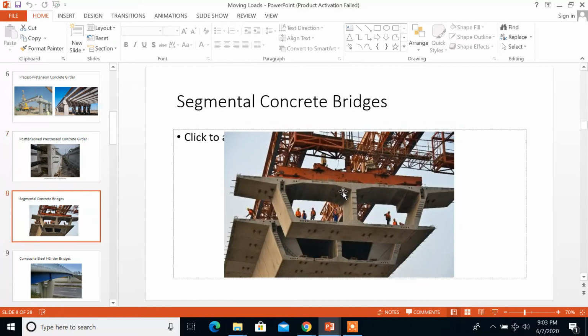Then, next is for the segmental concrete bridges. Segmental concrete bridges, ito example nun. Ito, kinakabit na lang yan, dire-diretso. Wala siyang support or wala siyang pier or column doon sa gitna. Ito is a box girder. Ang tawag dito is box girder.